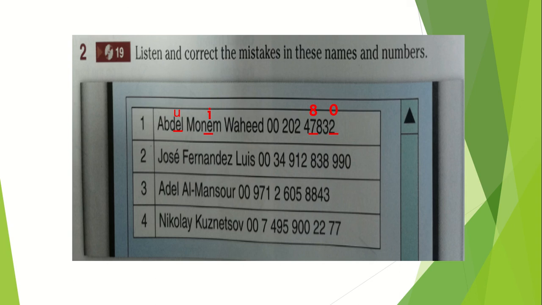Good. Now let's check the answers. In number 2, which is no problem, but it's not Fernandez, it's Fernando. So instead of the E, we use O. Ruiz. There are 2 mistakes, the R and the Z. What is this? Excellent. It should be 5. And here, very good. It should be 8. Let's move to the next one.